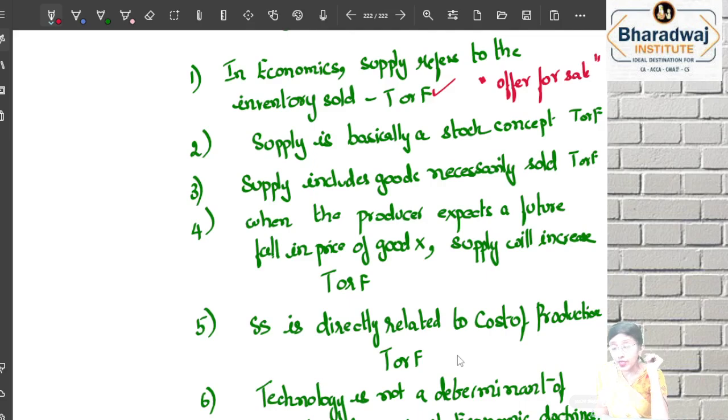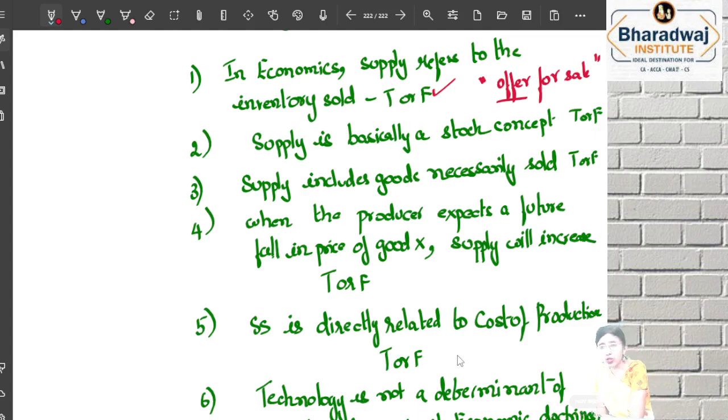So how do we define it? We say it is the willingness and the ability of the producer to supply. Just as demand is the willingness and ability of the consumer to buy, in supply it is the willingness and ability of the producer to supply. Offer for sale. Remember the term offer.